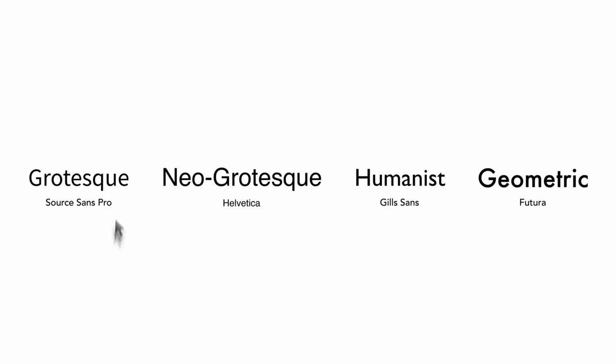Now, there are 4 main classifications of sans serif typefaces. Let's get into the first one. The first one is called grotesque. What a name, right? Grotesques are the earliest and include fonts like Franklin Gothic and Akzidenz Grotesk. Really nice typefaces. What we've got here is Source Sans Pro, which is a really great grotesque typeface.